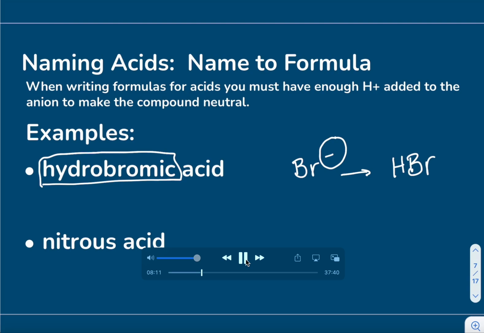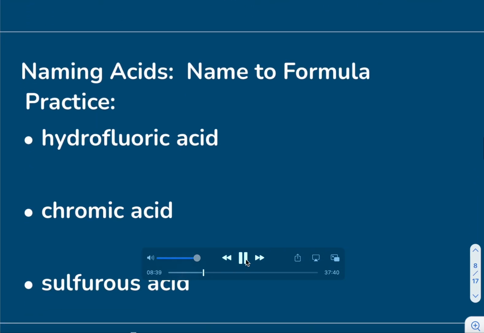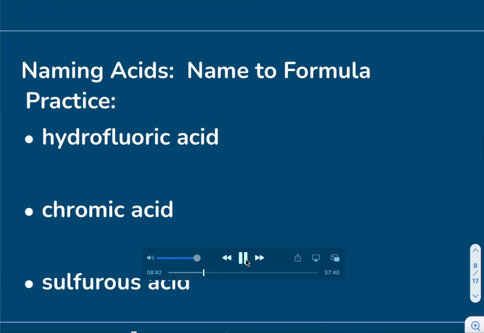Now nitrous, we know OUS is the ITE polyatomic. So we have NO2, and that has a minus charge, -1. So again, we're just going to add 1 H. So we're going to get HNO2. So go ahead and pause the video, try these 3. And come back for your answers.